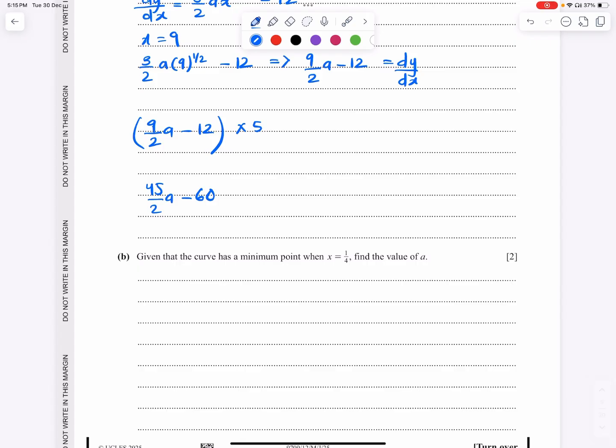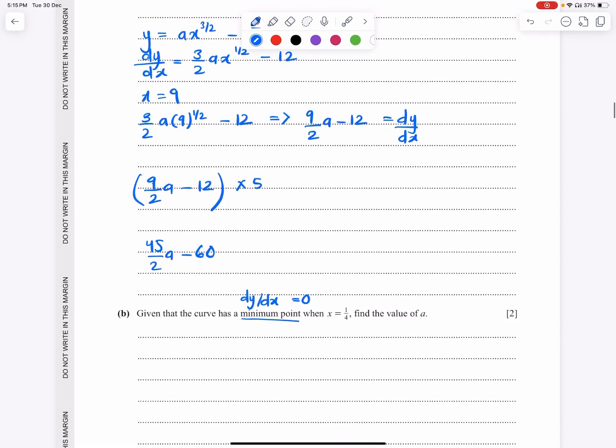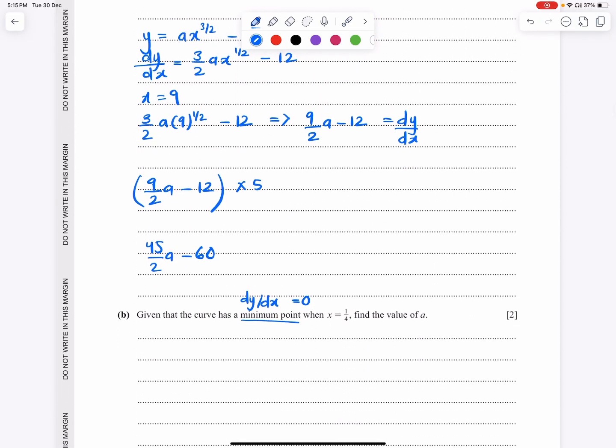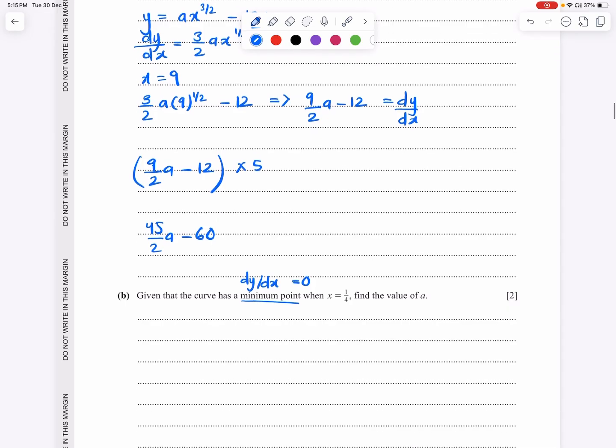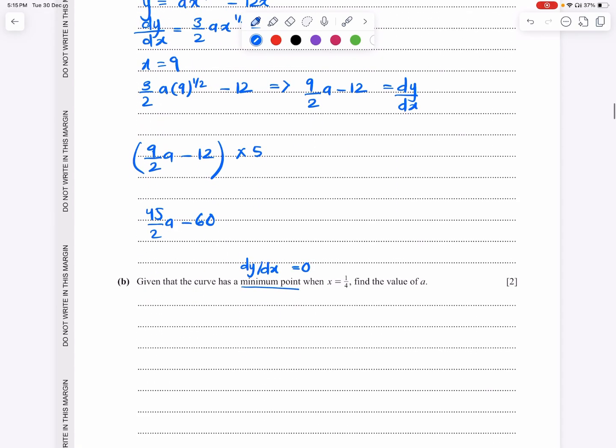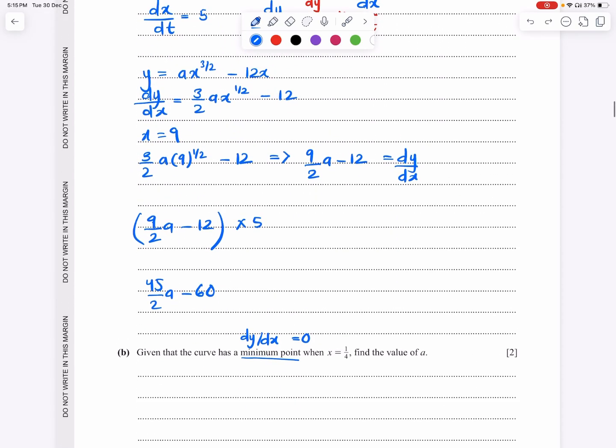All right. Moving on to the next question, it says, given that the curve has a minimum point. Now, whenever a question mentions minimum point, it basically means dy by dx is equal to 0. Given that the curve has a minimum point when x is equal to 1 over 4, find the value of a. All right, my expression for dy by dx is over here. No, actually it's over here.